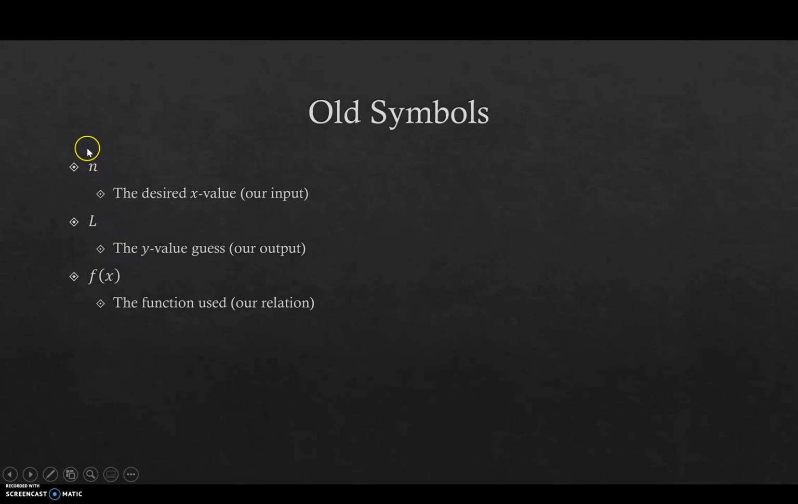For example, our first symbol is an old one. It's the symbol n, which is just going to represent our desired x value or input. We're also going to use the capital letter L, which we normally use to represent our y value guess, what we think the limit is going to be. It's our output. It's the answer. The other one we normally use is f of x. It's just representing our function or relation that we use.